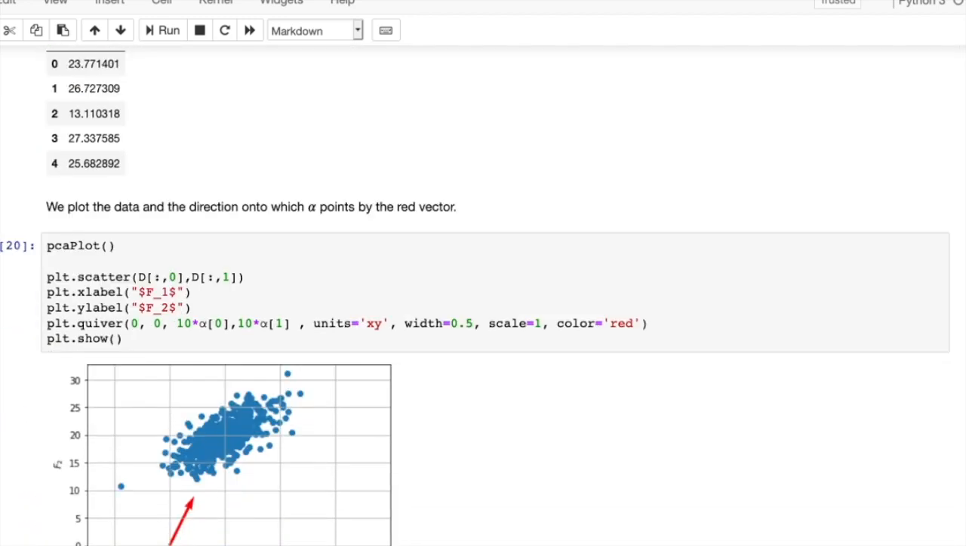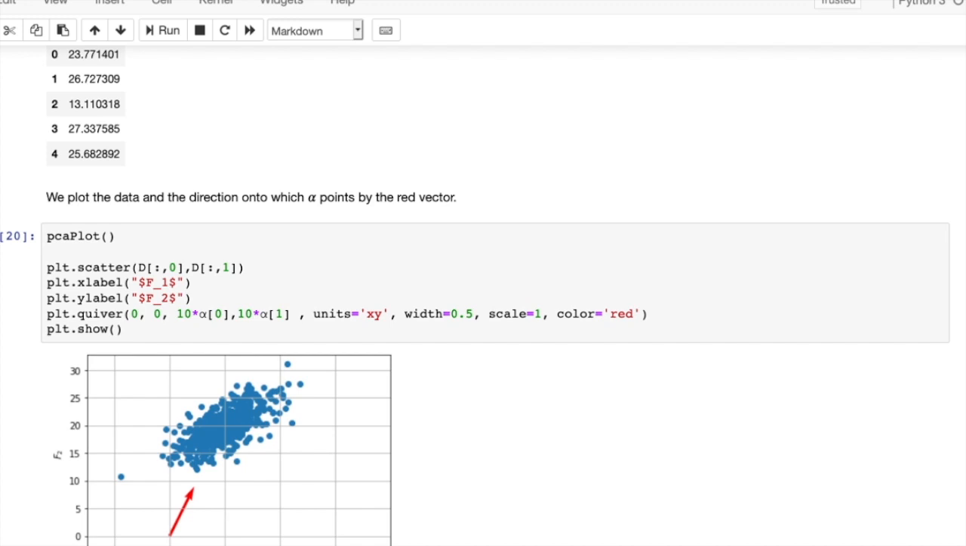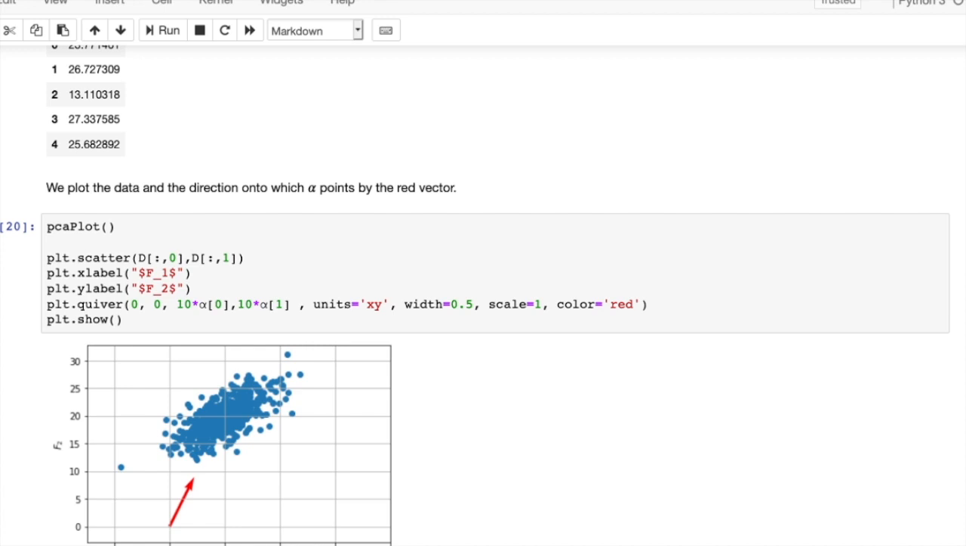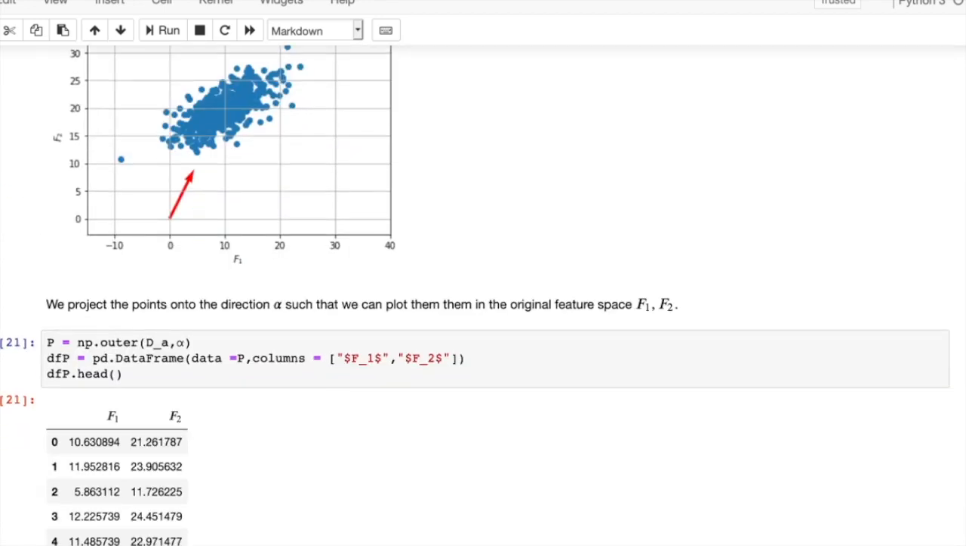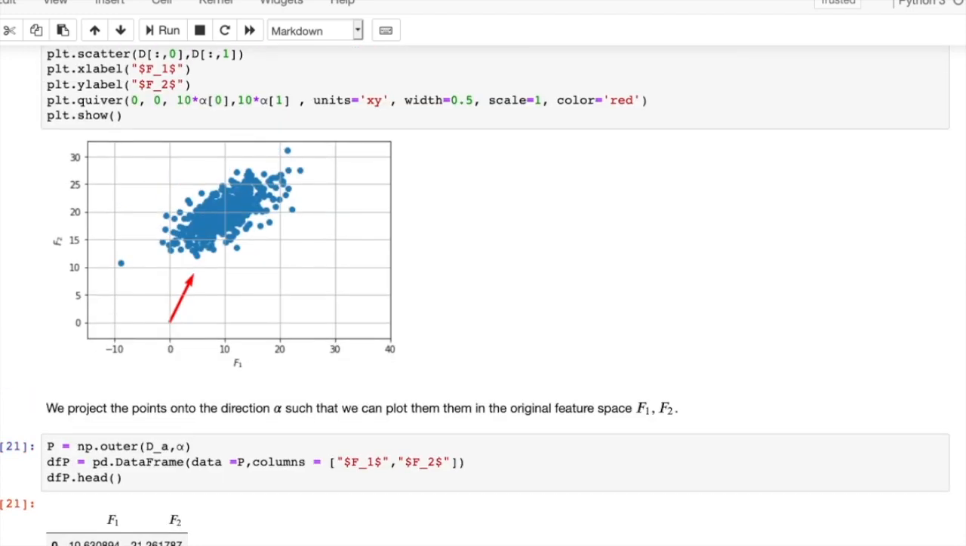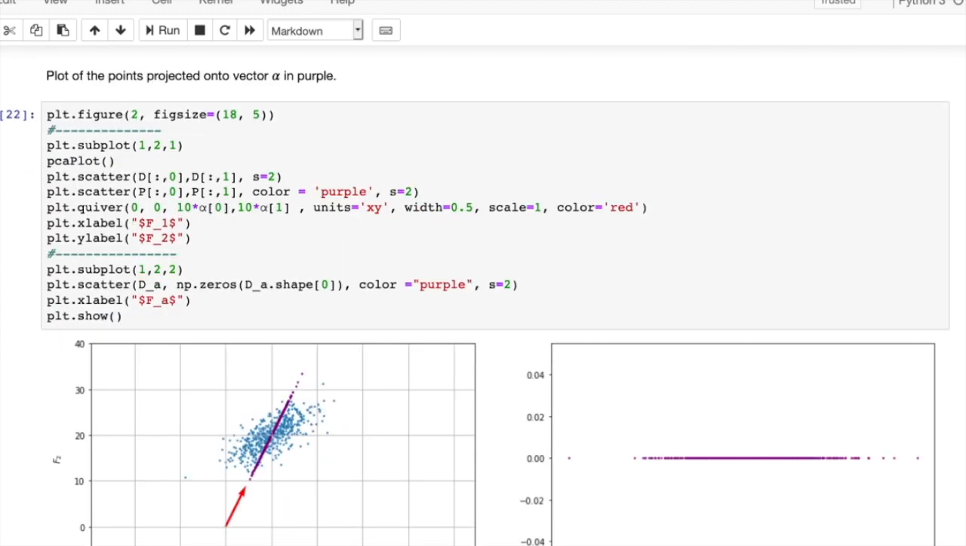Now we can plot this direction. This red arrow denotes the direction into which the vector alpha points. And what is now the variance into this direction for this data? You can visualize this by projecting the points onto the direction alpha. That means we go along the red arrow and project all the points onto this one line into which the red arrow points. And then we get something which looks like this.